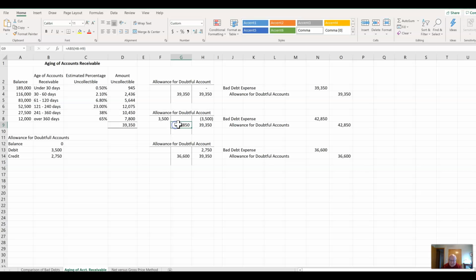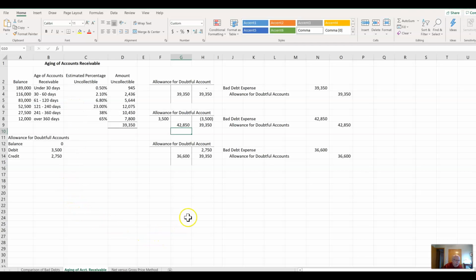And I could do this the same way. Equal, yeah, that's what the problem is. Okay, this would be equal 39,350 minus 3,500, which is 42,850. Okay, remember the accounts receivable method is adjusted to the amount that is calculated, not by the amount that is calculated.